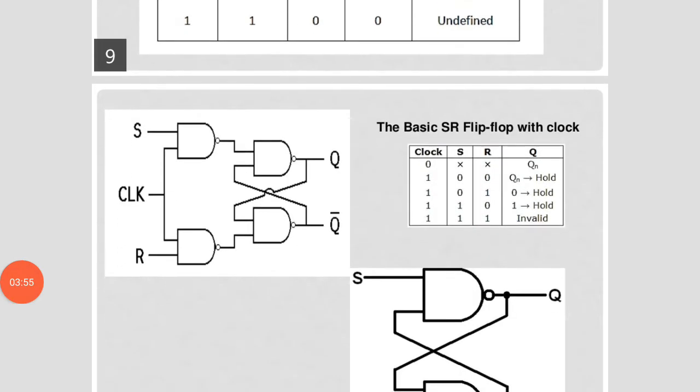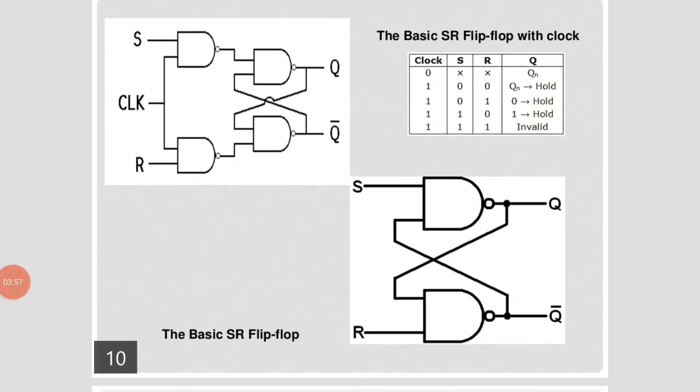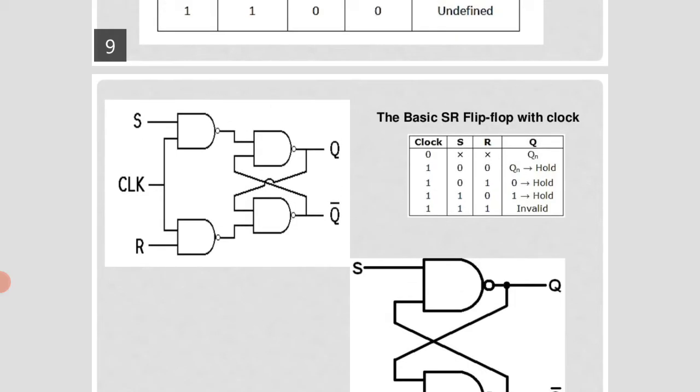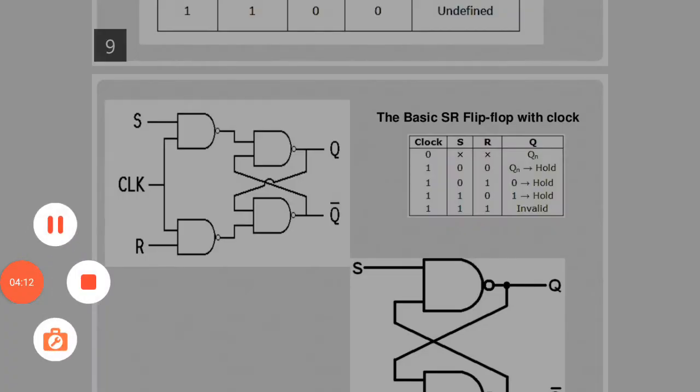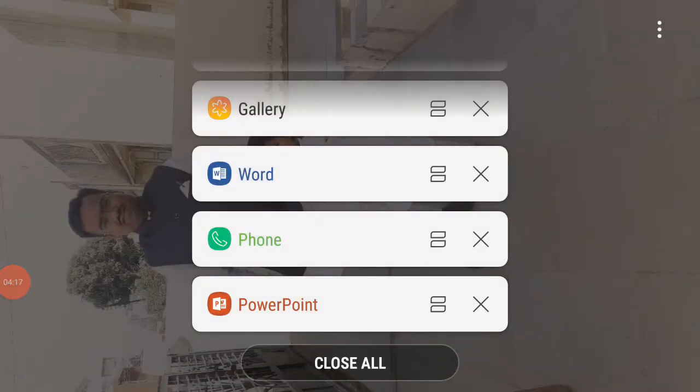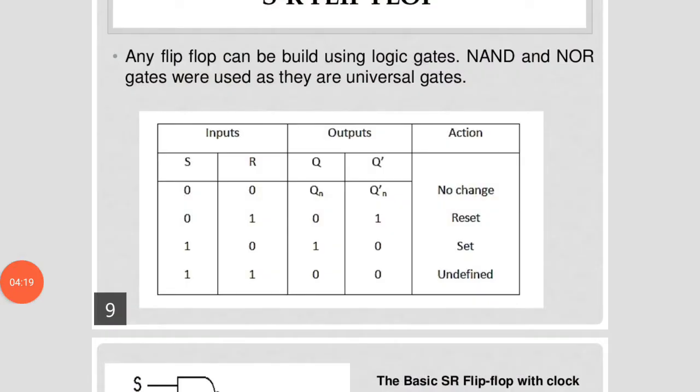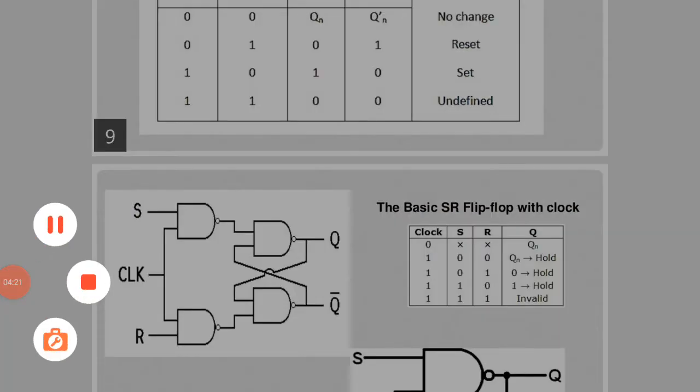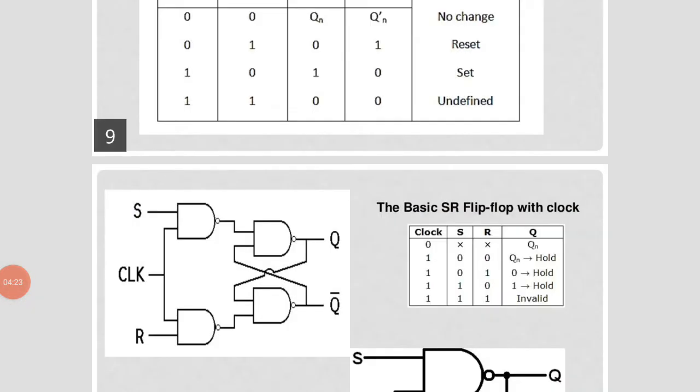After that, the basic SR flip-flop with clock is as shown in the figure. How is it built? There are two gates, S and R. Firstly, we join the clock to both the gates, and after that, the output of the S gate is given to the second NAND gate of the flip-flop. The output of the R gate of the flip-flop is given to the second NAND gate. After that, the output we obtain from the S side is Q and from the R side is Q bar.